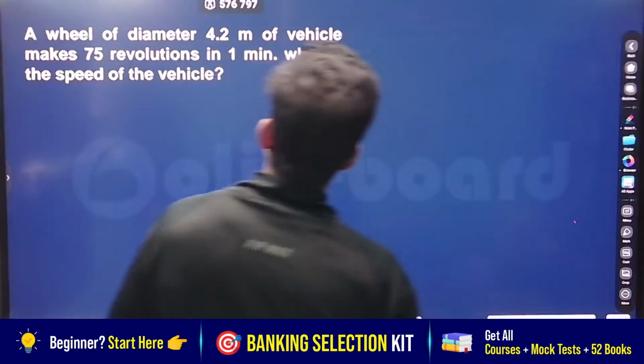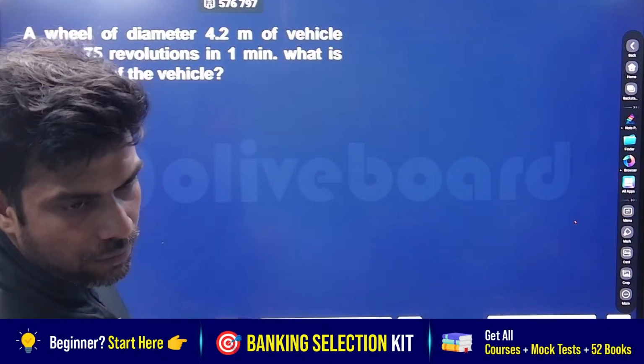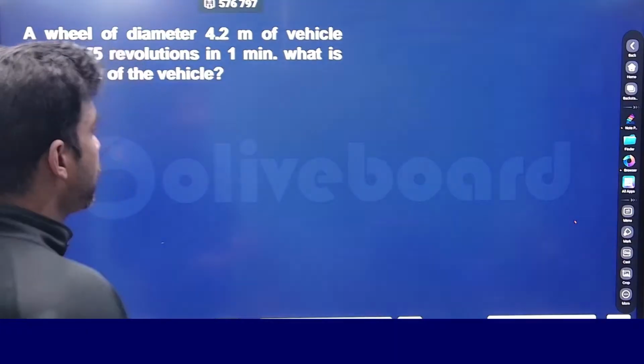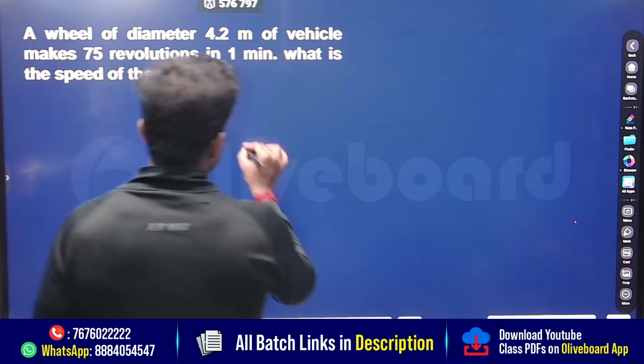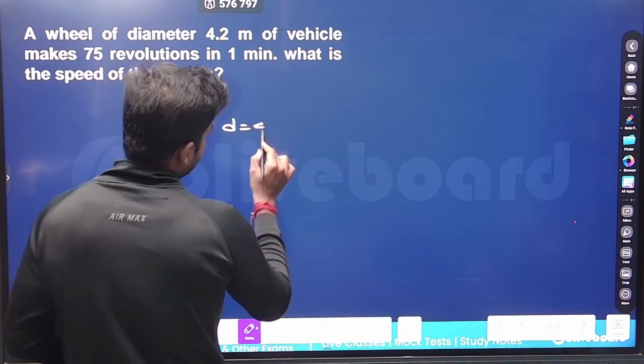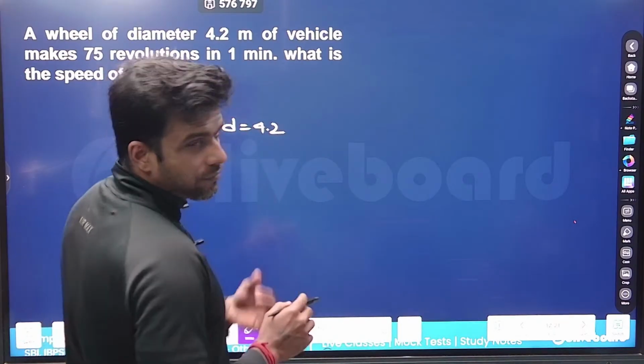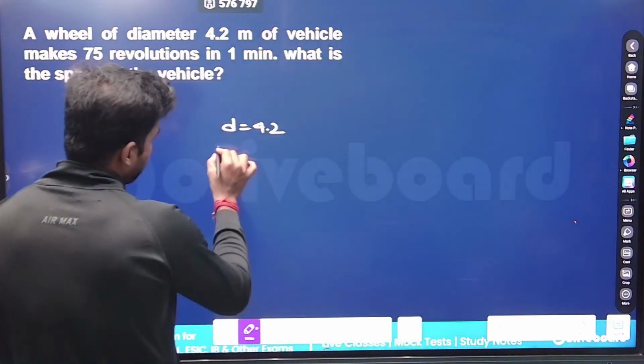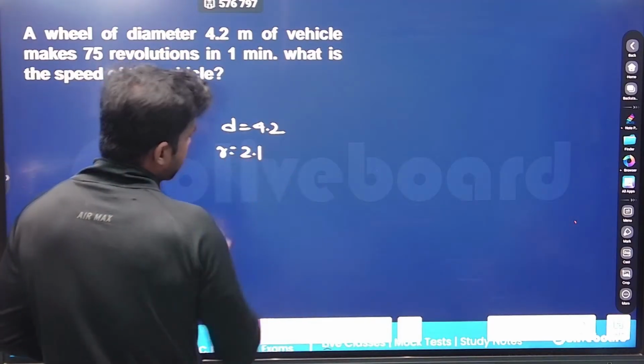A wheel of diameter 4.2 meters of a vehicle. Now, the diameter is 4.2. If the diameter is 4.2, what is my radius? Divide by 2. Radius would be 2.1. Clear?